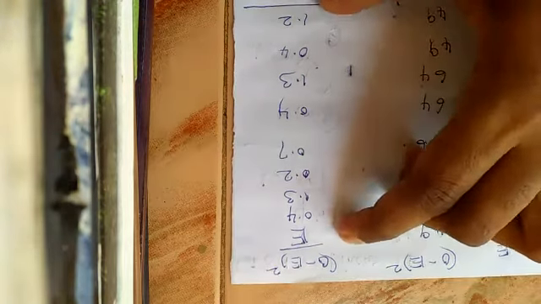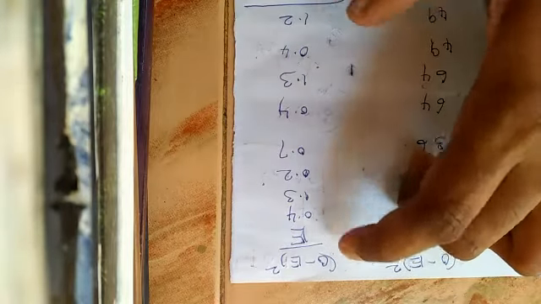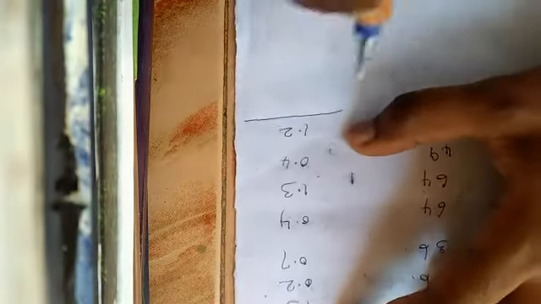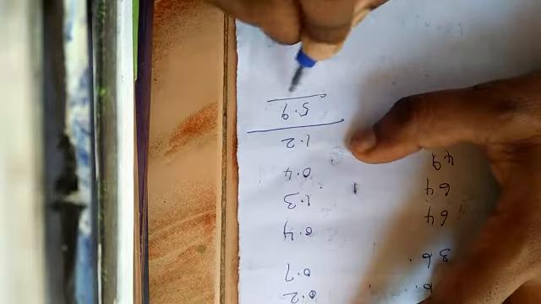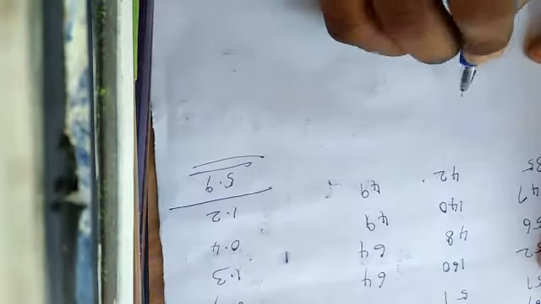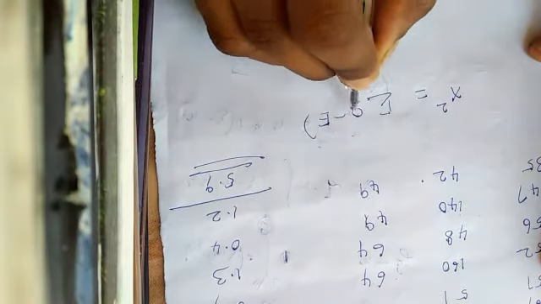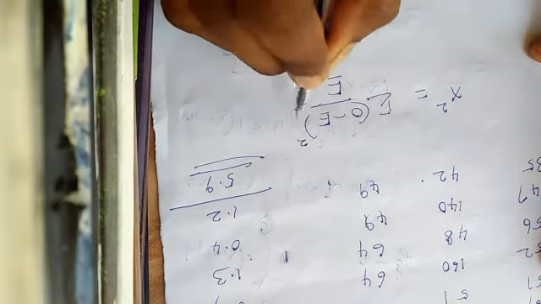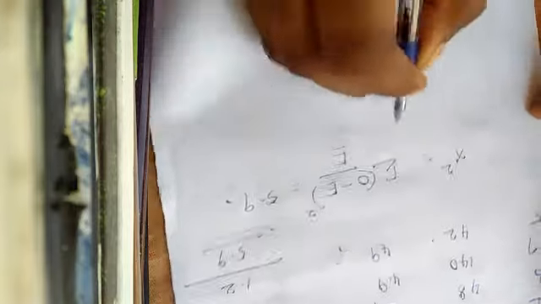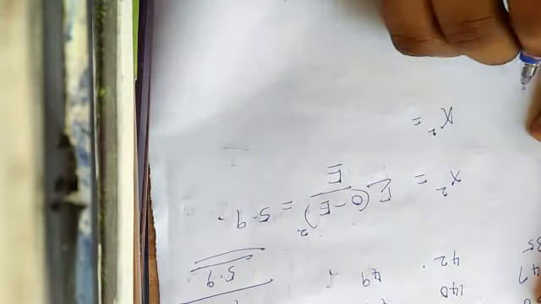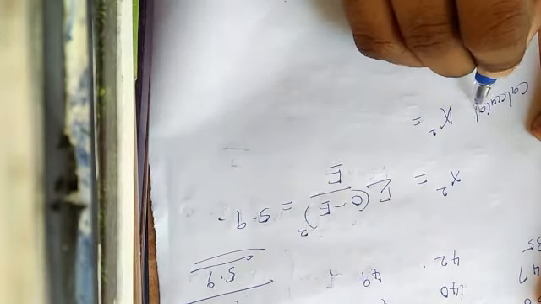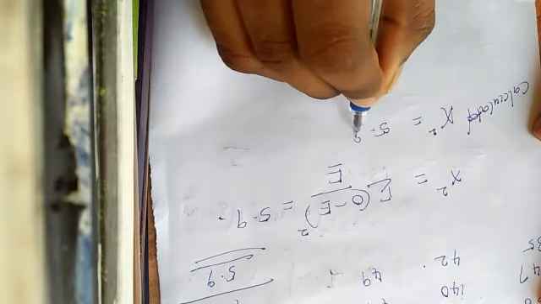Next you find the total. This total is the chi-square statistic, sigma of O minus E square by E, which is 5.9. So the calculated chi-square value is 5.9.